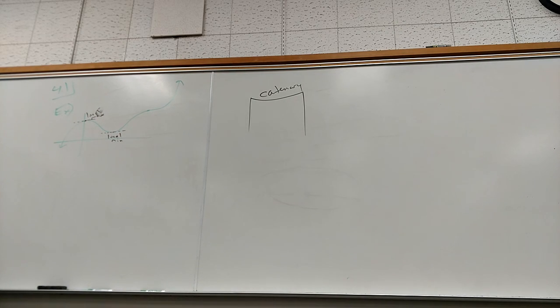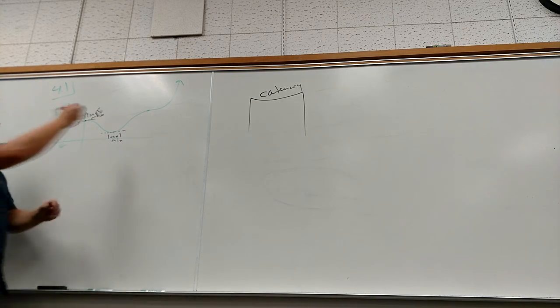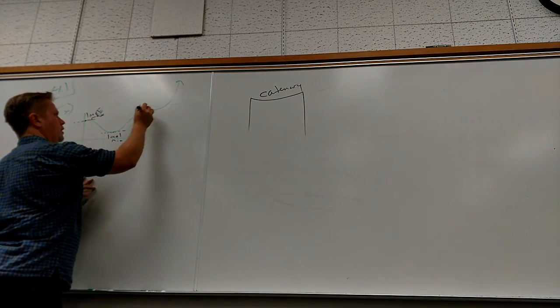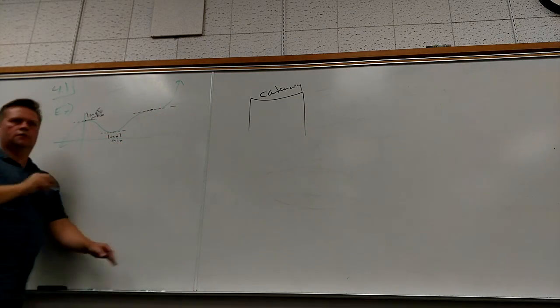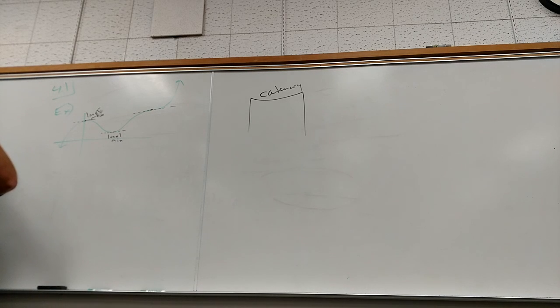But where else does a horizontal tangent line exist? Where else is the tangent line horizontal? Right here. Somewhere like right there. Is that a max or a min? No, it isn't. It's not a local max or a min.